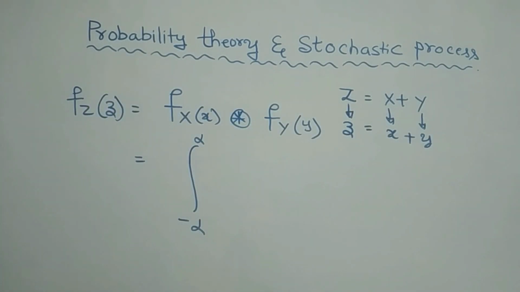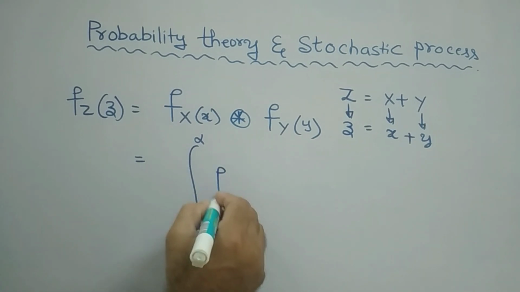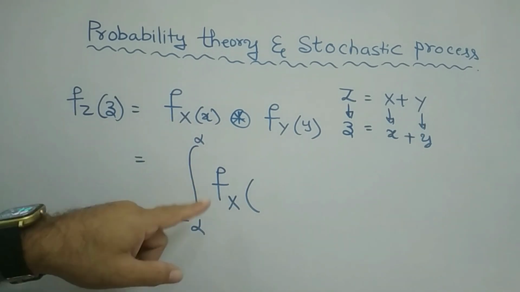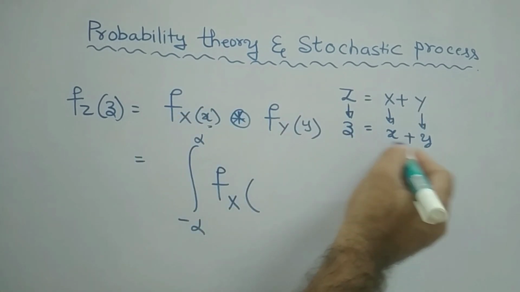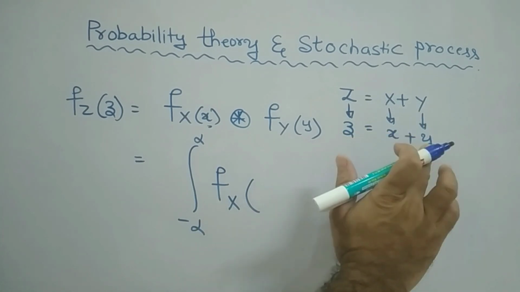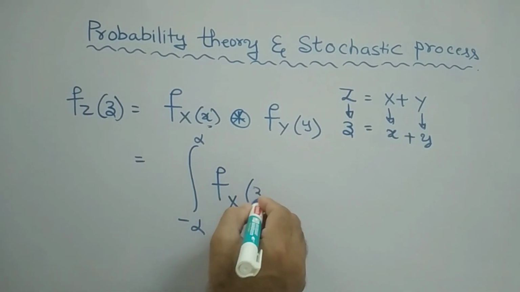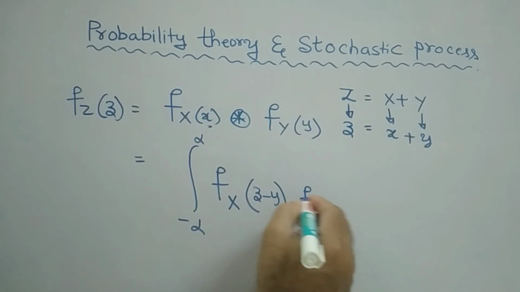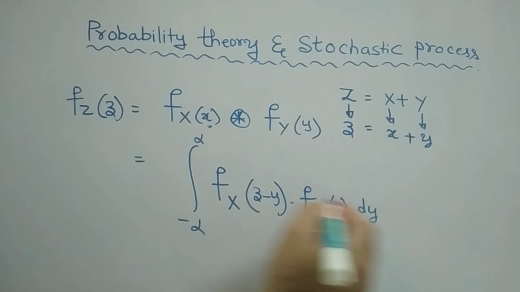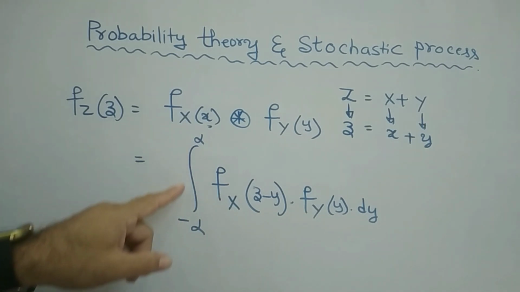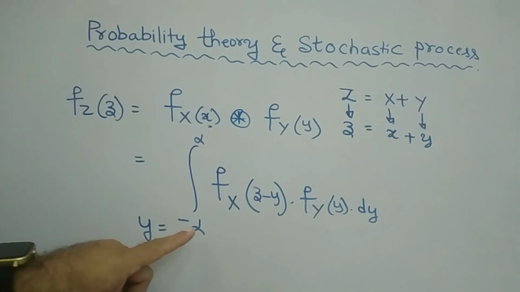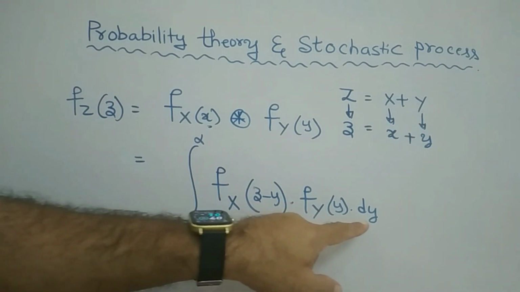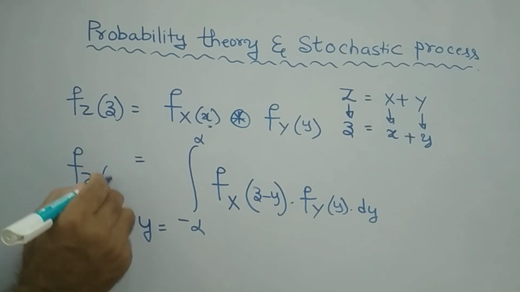Therefore, now, if you expand this convolution in this fashion, I can write f of x in small x, and this small x can be taken from this relation. What is the relation? z is equal to x plus y, so from this x equals z minus y. You write z minus y here, right? And your f of y will be the same, into dy. This means the integral is taken with respect to dy, so obviously these values belong to y only. So y goes from minus infinity to plus infinity of f x of z minus y, f of y, dy. That is one definition of your f of z, right?